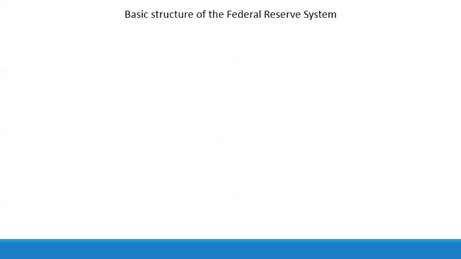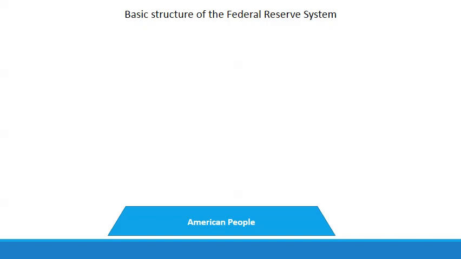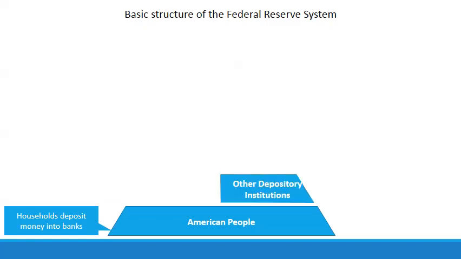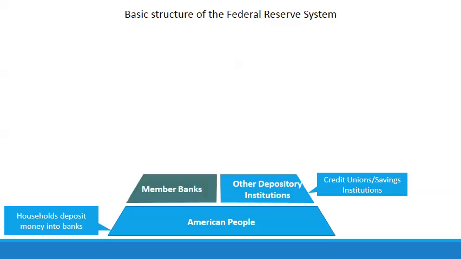activities. So when we look at the basic structure of the Federal Reserve, at the bottom are the American people, and it's the households that deposit money into the banks. So from our perspective, there needs to be some confidence within the banking system so that we're willing to actually deposit money into the banks. Now, there's also other depository institutions such as credit unions and savings institutions, which are a part of our basic system, but they're not exactly member banks. And so there's a difference there.